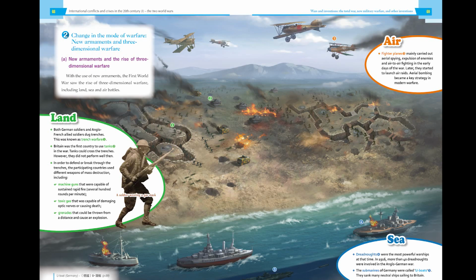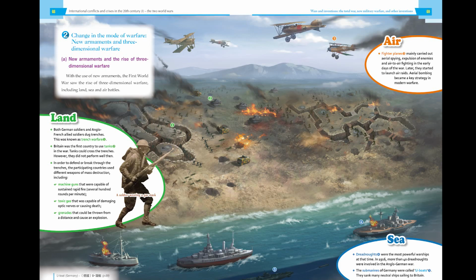In order to defend or break through the trenches, the participating countries used different weapons of mass destruction, including machine guns that were capable of sustained rapid fire, several hundred rounds per minute, toxic gas that was capable of damaging optic nerves or causing death, and grenades that could be thrown from a distance and cause an explosion.